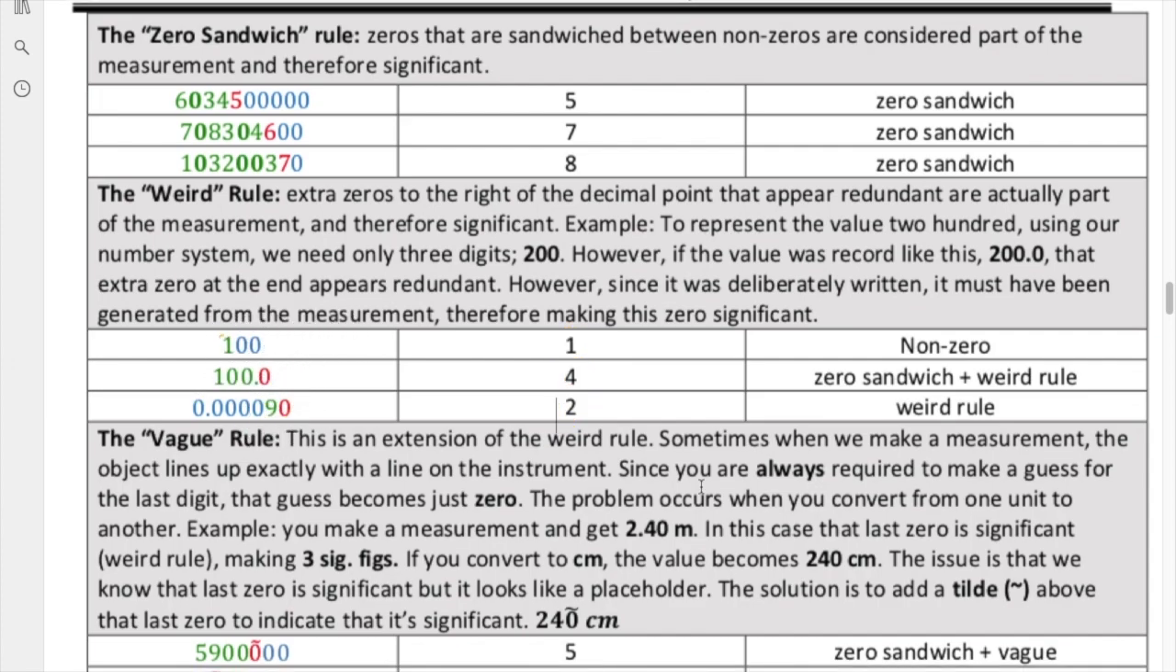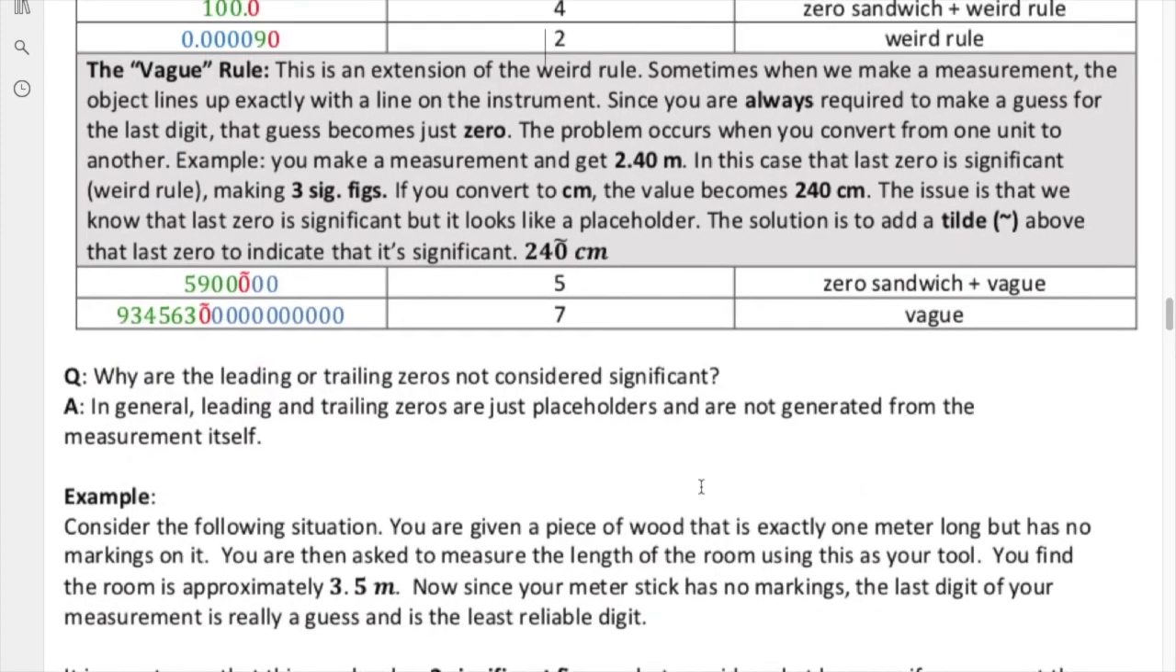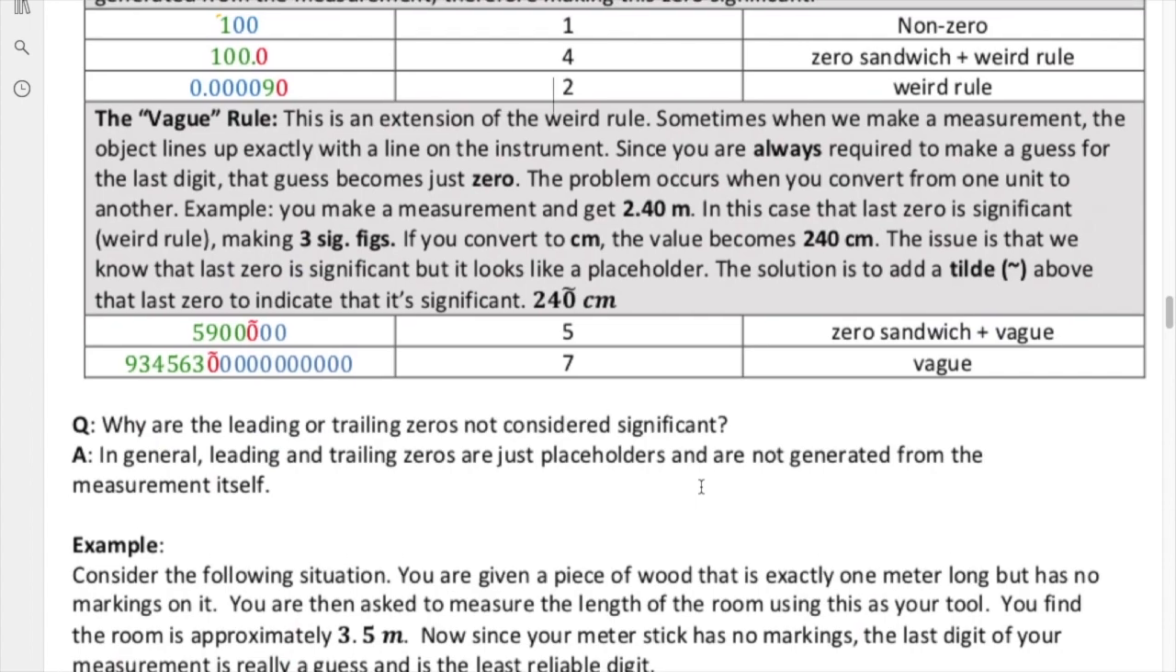Fairly straightforward. And then the last rule that we need to talk about, and this one I affectionately refer to as the vague rule. Okay, so sometimes what happens is the vague rule is actually related to the weird rule. And the problem occurs is when we have a 0 that is a guess and we do a conversion. So let's take a look at this example over here.